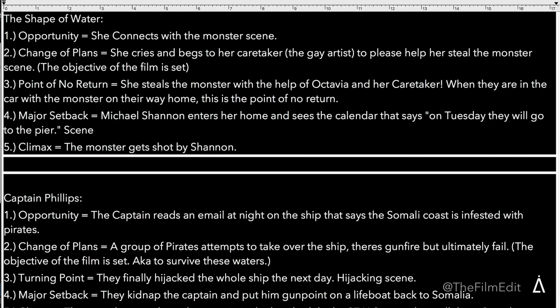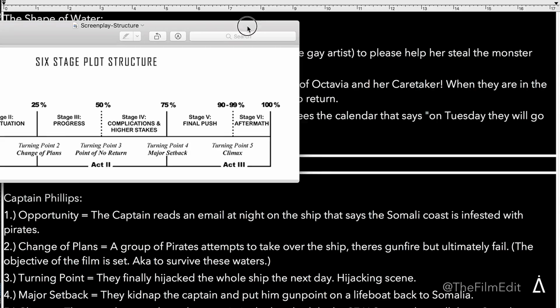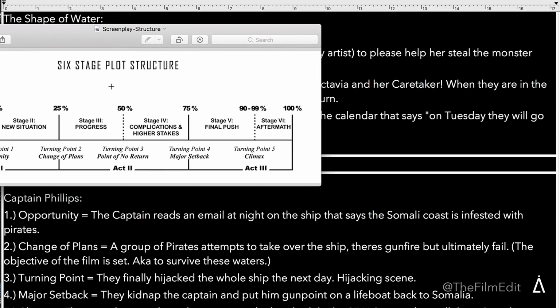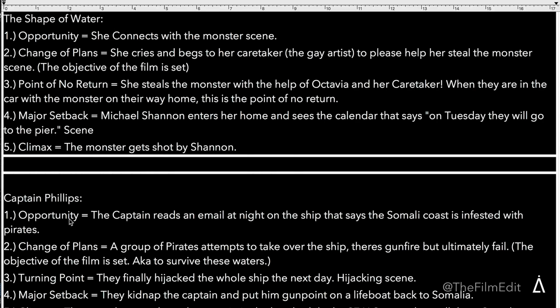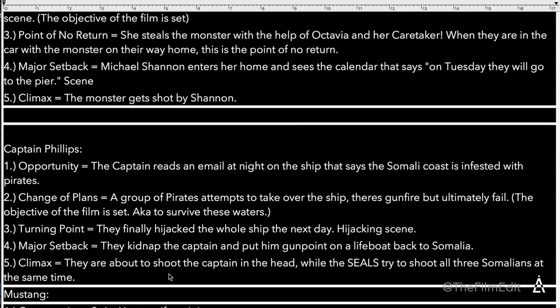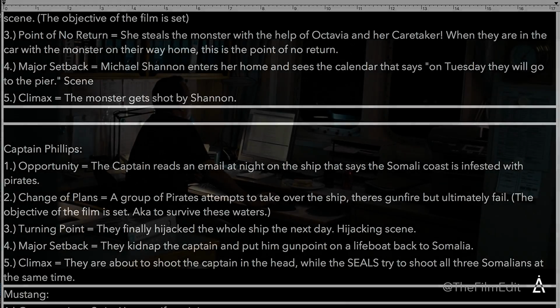So as you guys can know, these 5 scenes are very, very important for you to find out before you start editing. These 5 turning points. Let's look really quickly at Captain Phillips. Number 1, opportunity. The captain reads an email at night on the ship that says the Somali coast is infested with pirates.